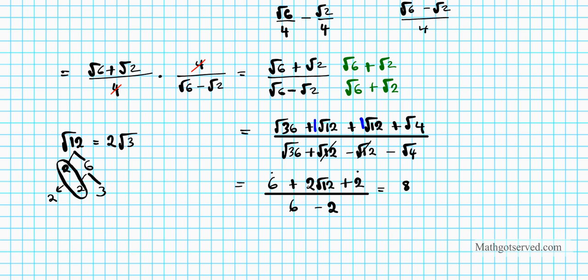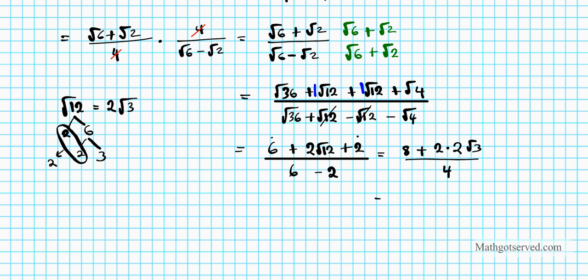But there was a 2 here before. So it's going to become plus the 2 that he had times this new 2 that came out of the root 12. 2 times 2, root 3. Okay? Over 6 minus 2 is 4. Okay, simplifying further, we're going to have 8 plus 4 root 3. And we can divide this denominator to both of them. Over 4 over 4. Simplifying further, we're going to have 8 over 4, which is 2. 4 over 4 is root 3.